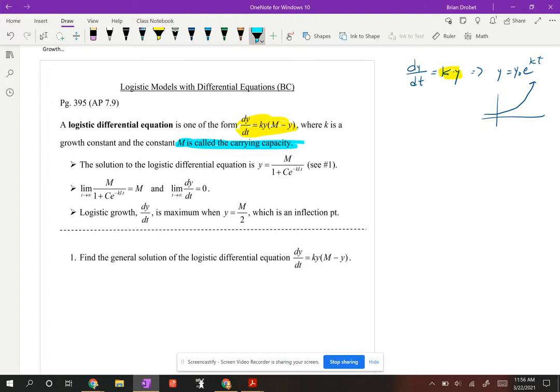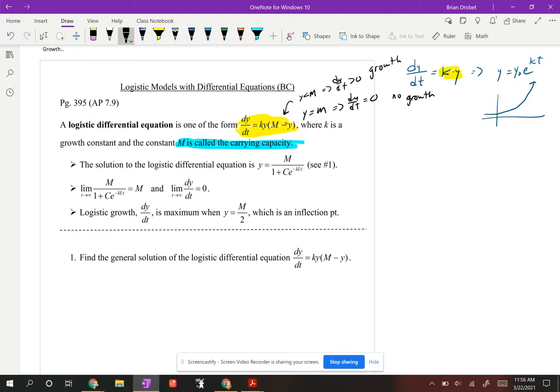So if you start with a population that is below the carrying capacity, then the quantity m minus y, if the population y is less than the carrying capacity, is a positive quantity and my derivative is positive and the population grows. So this is growth. Once the population reaches the carrying capacity, the derivative goes to 0, because this quantity is now 0 and we have no growth.